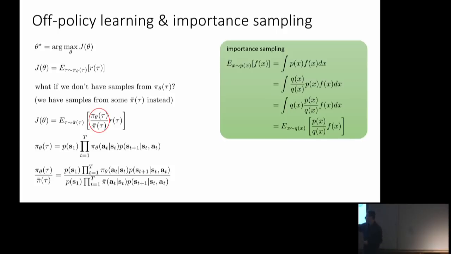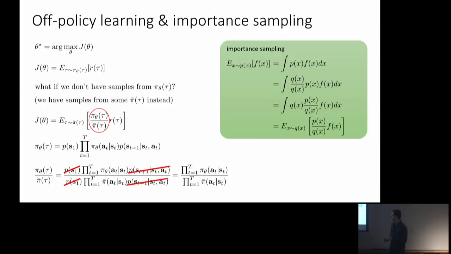But remember that both pi theta of tau and pi bar of tau are policies in the same world. They're governed by the same dynamics and the same initial state. They only differ by the policy, which means that even though I have a huge number of terms here, most of those terms cancel out, because I have p of s1 at the top and at the bottom, and I have p of s t+1 given s t, a t on both the top and bottom. So these terms, which just happen to be the only unknown terms, actually cancel out. So while I cannot compute the probabilities, I can actually compute their ratio. And their ratio is just given by the ratio of the products of the action probabilities.